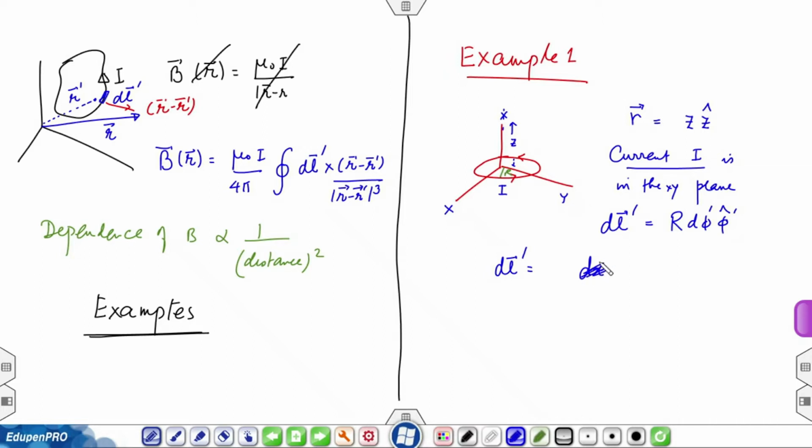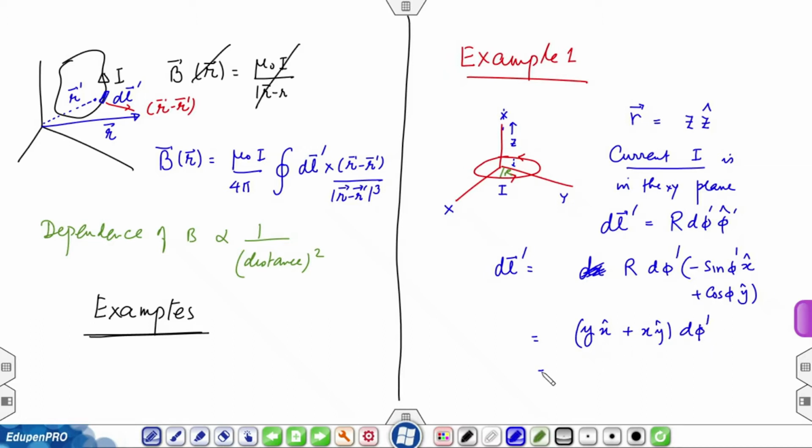One second here. So, I can write this as r d phi prime. Phi prime is nothing but minus sine phi prime x plus cosine phi prime y. This could be written as minus r sine phi prime, which is nothing but y. So, I can write this as y x plus x y d phi prime.